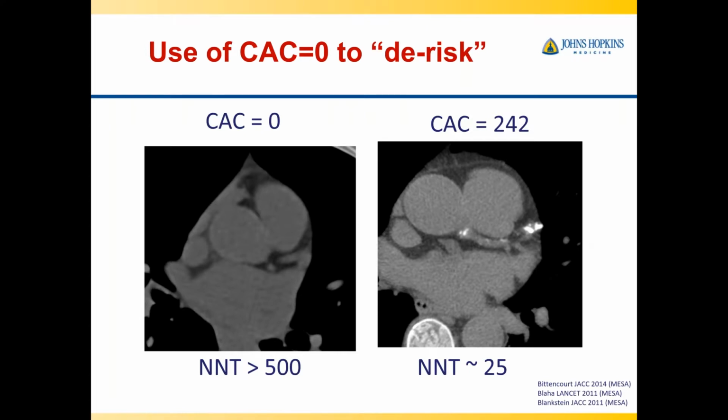So again, getting back to that absolute risk concept, if you had a 0 calcium score, your absolute risk is so low, you would have to treat a lot of individuals, more than 500, to prevent one event over 5 years. Or if you had plaque in your arteries, your event rate's high enough that you don't have to treat many people to prevent one vascular event.